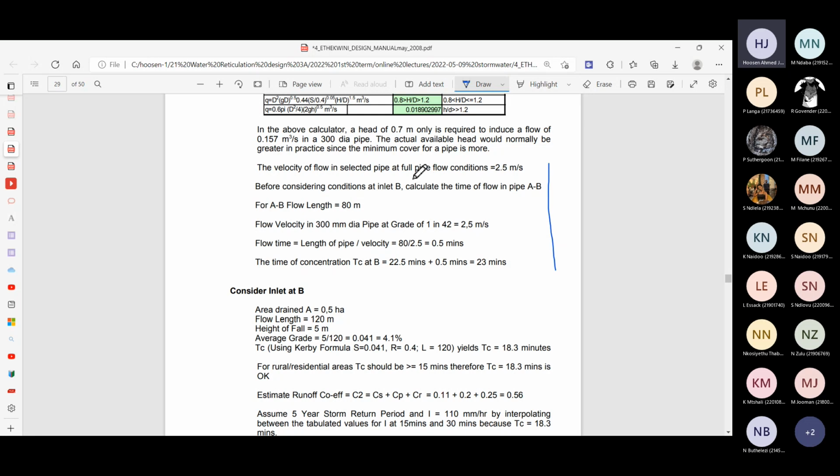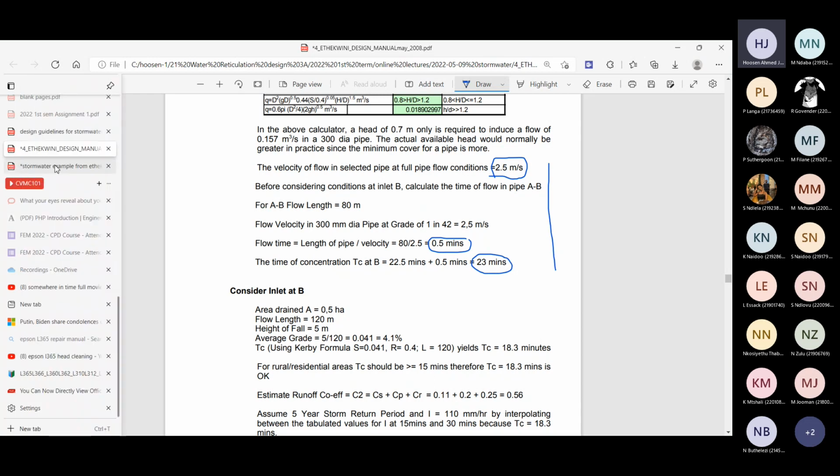We worked out that the full bore velocity would be 2.5 meters per second. If you want it to be more accurate, you would work out the actual velocity with the actual flow conditions instead of full bore velocity. And you do know how to do that from your sewer calculations. You then work out how long it takes, and you can see it's worked out over here at 0.5 minutes or 30 seconds. And that's how the value of 23 minutes is arrived at for the time of concentration at point B. So that's for that particular point.